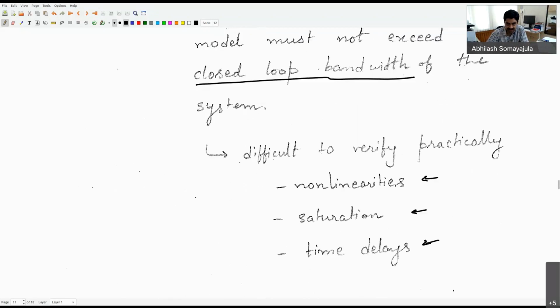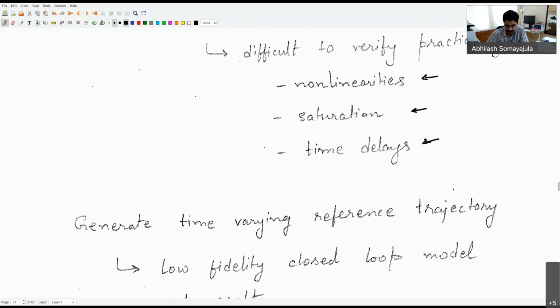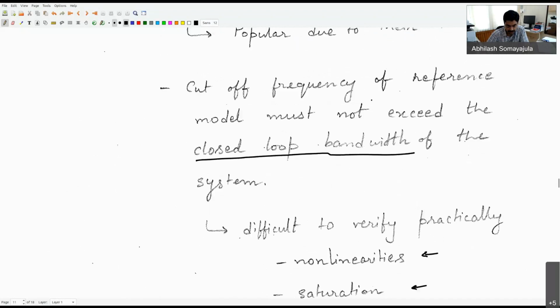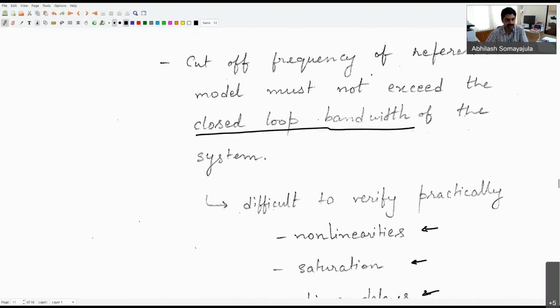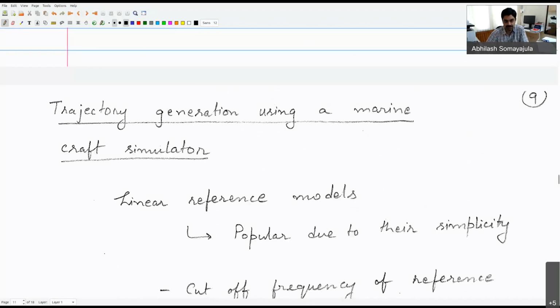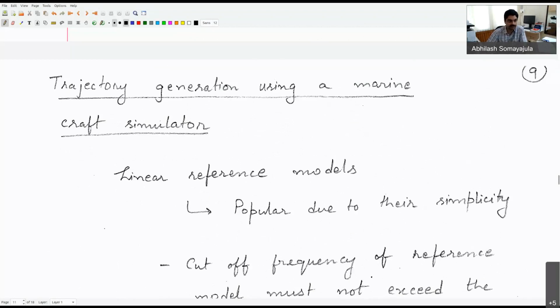Okay, so I'm seeing that it's already 10:15. Rather than start the new concept about trajectory generation using a marine craft simulator, we'll stop here for today and we'll reconvene on Monday. Okay, it's better I do not bombard too much information. Let it sink in what we have discussed today, and we'll come back and hit the other part on Monday. Okay, so let me stop recording.